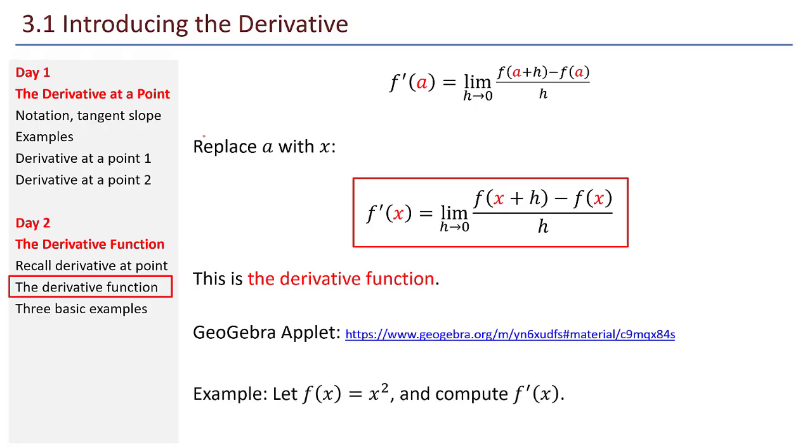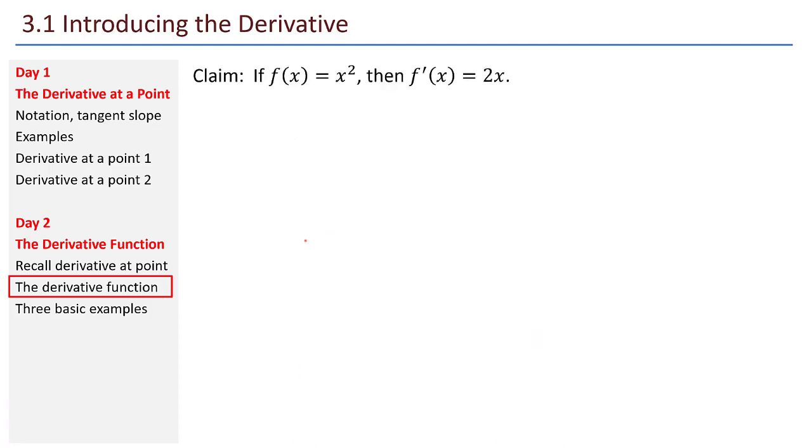So let's actually compute a derivative. We'll let f of x be x squared, and we'll use this formula to compute f prime of x. Here we go. Claim: if f of x equals x squared, then f prime of x equals 2x. So the derivative function is 2x.